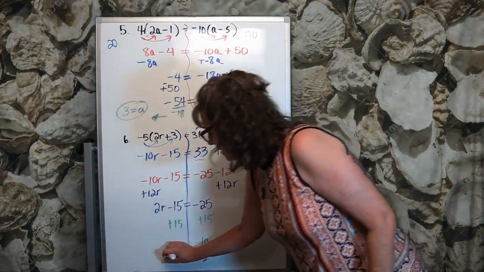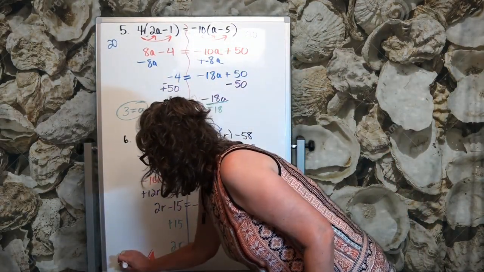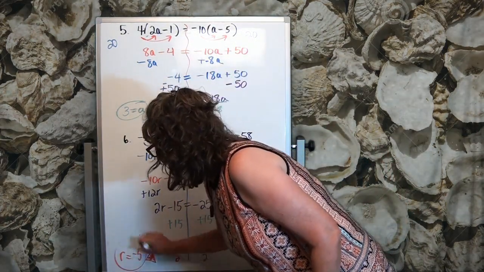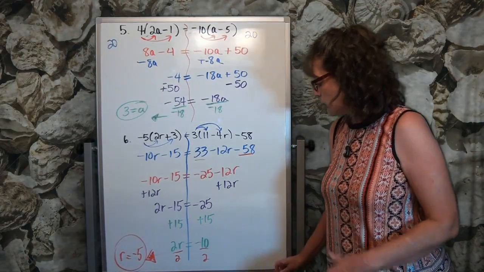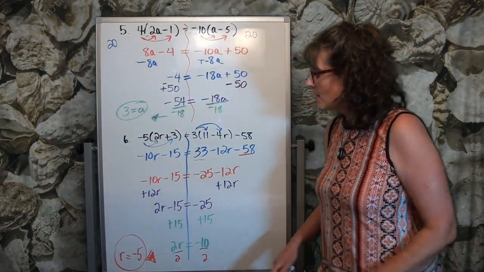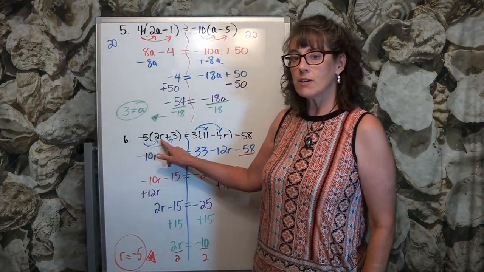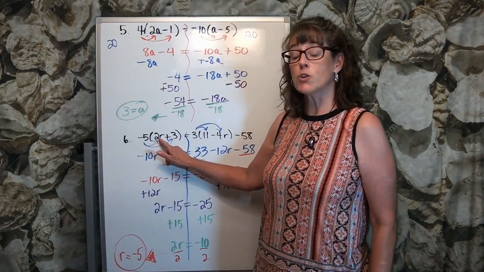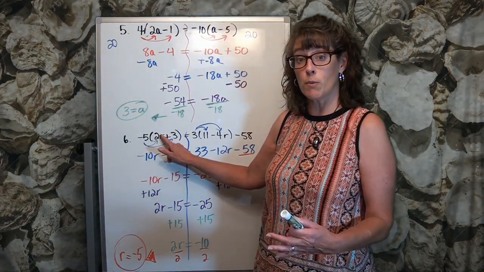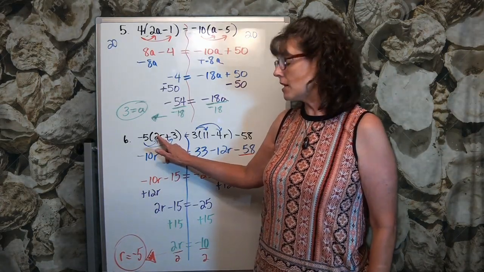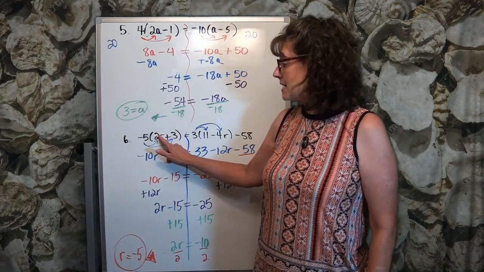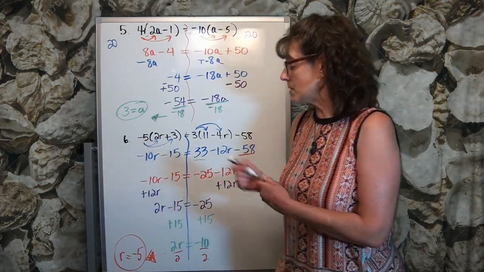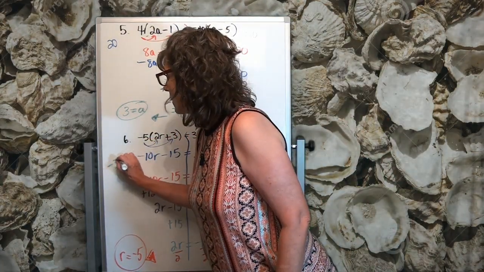And so what that tells me is that my r is going to be a negative 5. And just like every other time, we can check this. Take that negative 5, plug it right in here. Do that order of operations first. When you put that negative 5 right in here, you've got to do inside the parentheses. You've got to do the multiplication. 2 times negative 5 is a negative 10. Negative 10 plus 3 is a negative 7. And negative 5 times negative 7 is a negative 35.